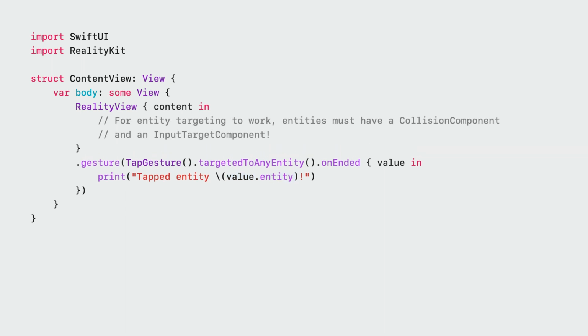Note that for entity targeting to work on a given RealityKit entity, the entity must have both a collision component and an input target component. Requiring RealityKit entities to have these components allows us to limit interactions to only chosen parts of the content in a RealityView. You can add these components to an entity in Reality Composer Pro, or you can add them programmatically in your app. Now that we've seen how entity targeting works, let's use it to detect when a person taps on a cloud. When this interaction occurs, we'll start a RealityKit animation.